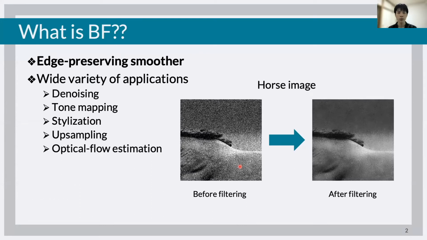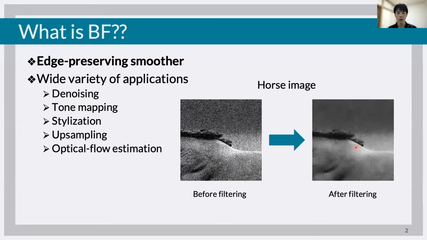First, let me give you a brief explanation of the bilateral filter, which is a very popular image processing filter. The bilateral filter is well known as an edge-preserving filter. For example, please look at these two horse images. The left one is the original noised image, and the right one is the image processed by the bilateral filter. The right one doesn't seem to have much noise, and the edges, such as around the back and fur, are still distinct. I think most people will say that the right image is more appealing.